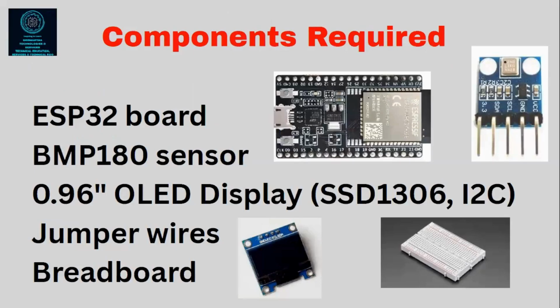These are the components required. Very few components are required: an ESP32 board and a BMP180 sensor. If you don't have an ESP32, we can do it on an ESP8266, that is NodeMCU, also. You can see here on the right-hand side, this is the BMP sensor, a very small chip. And this is the OLED, and this is your breadboard, and we require a few jumper wires. I will show you the live setup so that you will understand.